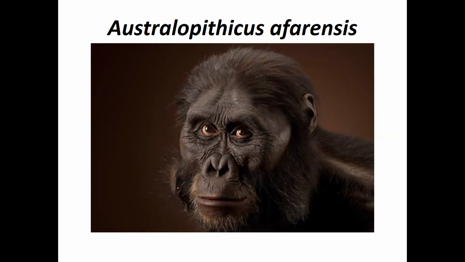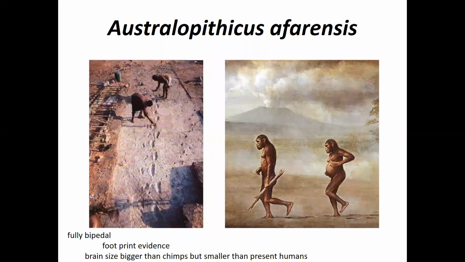And so Australopithecus, an interesting looking specimen. We know they're fully bipedal from trace fossils. We found footprint evidence. And the brain size was bigger than chimps, but smaller than present day humans.